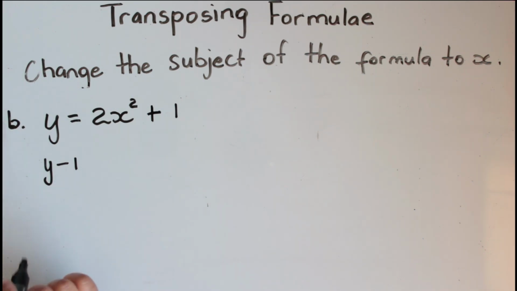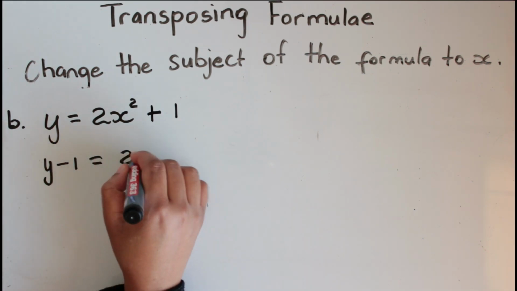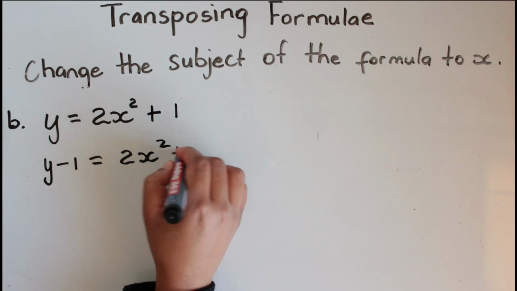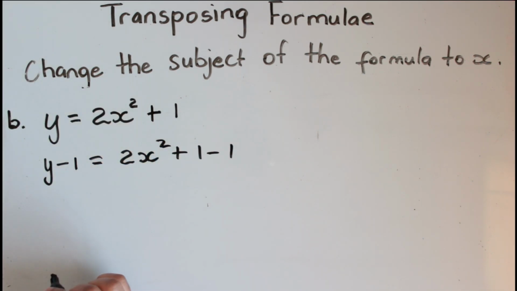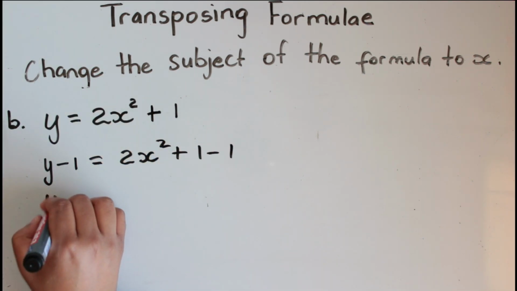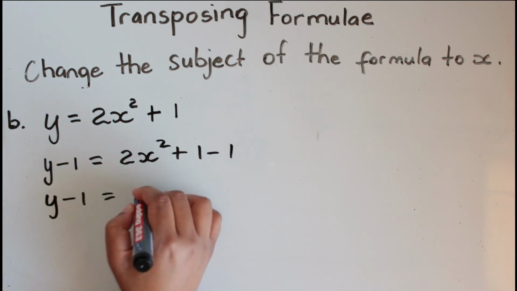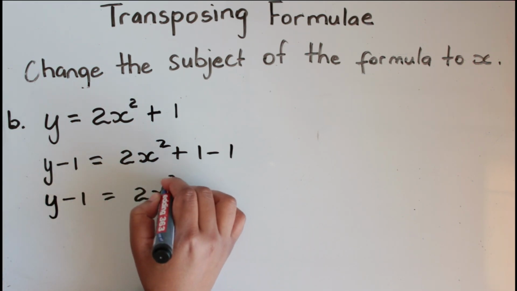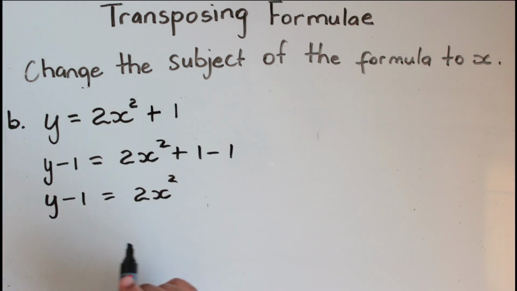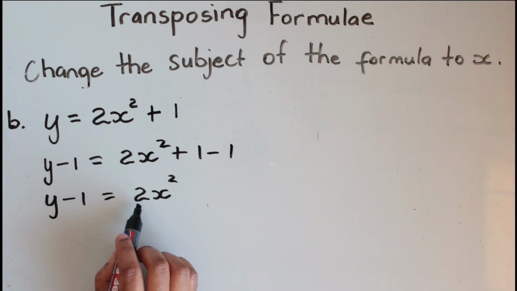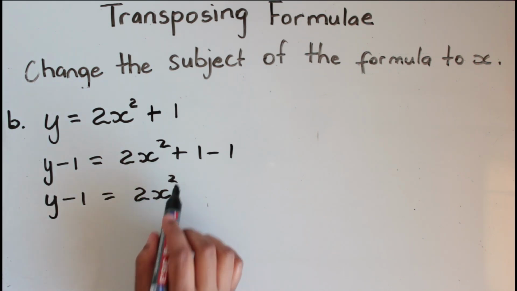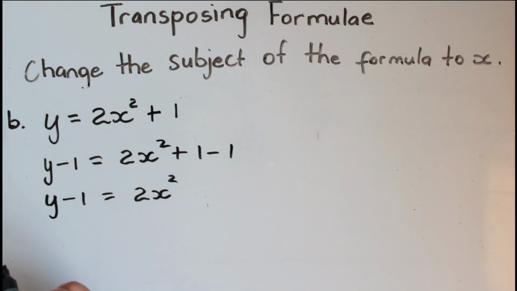So I get y minus 1 equals 2x squared plus 1 minus 1. Now I'm left with, on my left, y minus 1 equals 2x squared. On my right, 1 minus 1 gives me 0, so I do not need to write it. Now my next step, I love this one. My next step is to get rid of this 2 first before I get rid of this square. Okay? So how do I go about doing that?